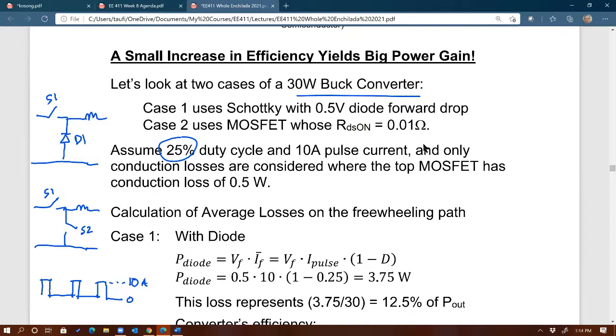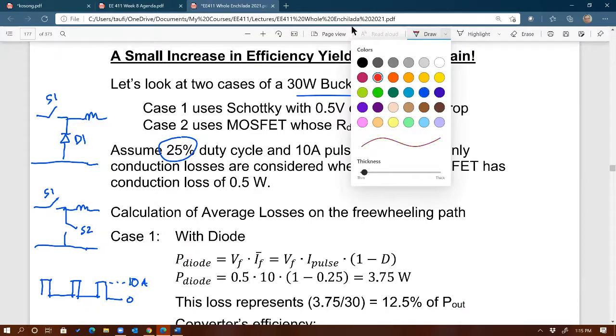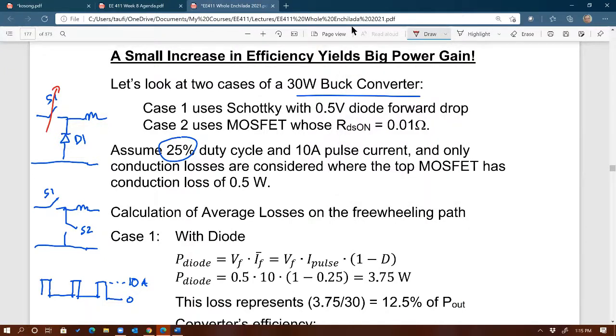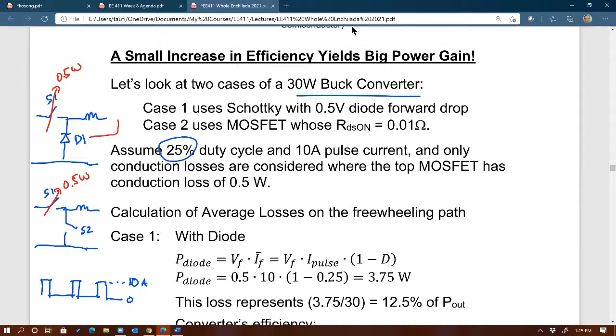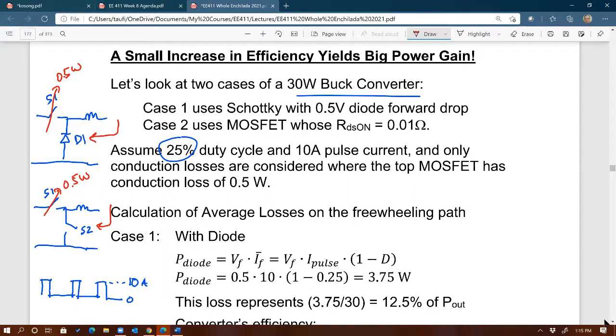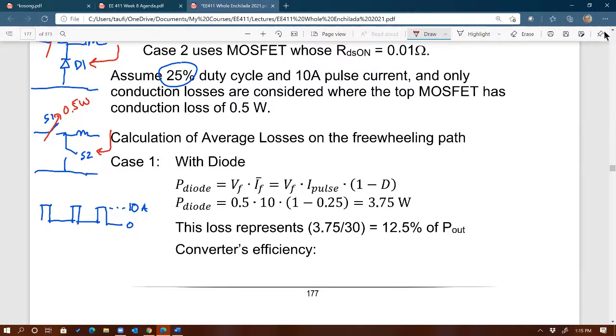So that's what I'm saying. And then the top MOSFET, we're going to assume has a constant loss of 0.5 watts. So 0.5 watts in both cases. So we're going to focus on the calculation of loss on that diode and on that synchronous switch S2.